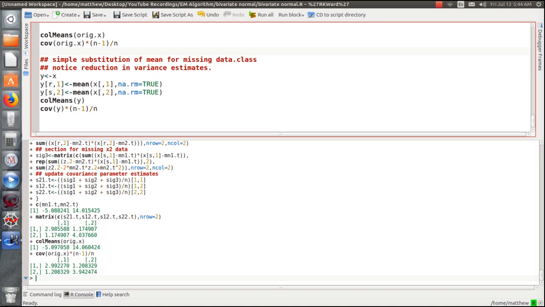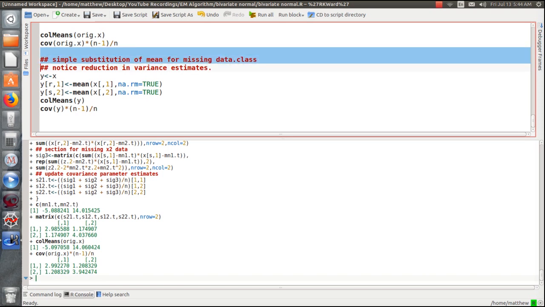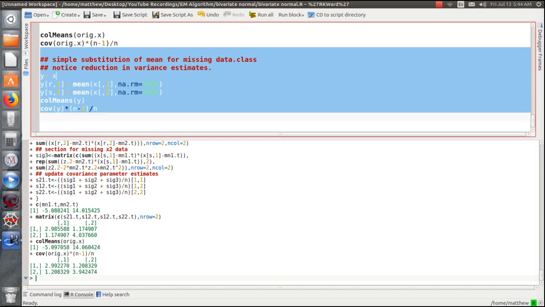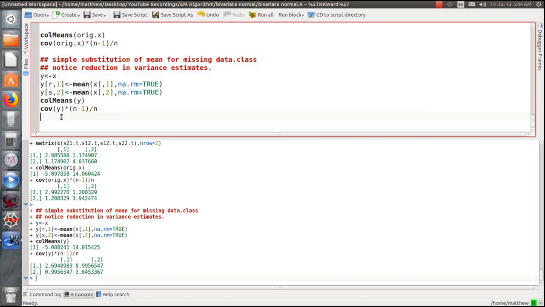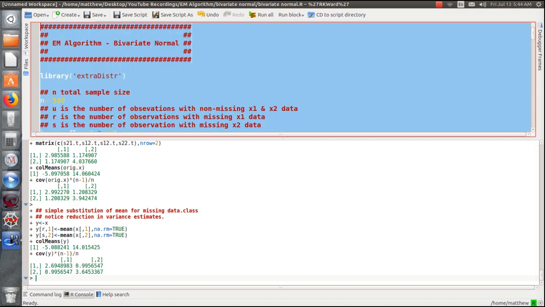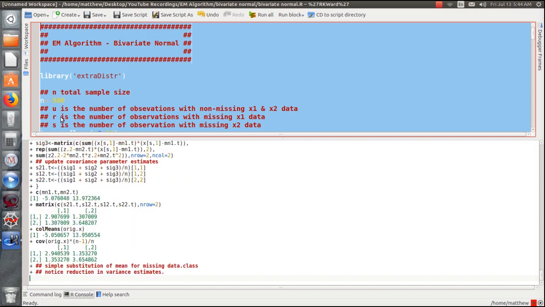So this next section is putting the mean in place of the missing values, and this is what we get. And notice that the variance of component 1 is 2.6, this is 2.9. This is the variance of component 2 is 3.9, and this is 3.6. So it's smaller. As a matter of fact, every time we run it, the estimates are always smaller because it has to be. So let's run the whole thing again.